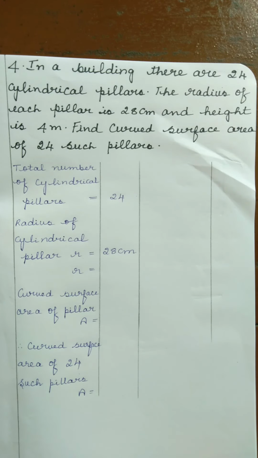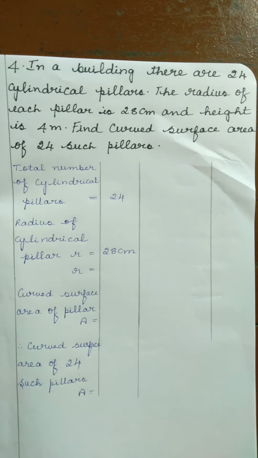Fourth problem. In a building, there are 24 cylindrical pillars. The radius of each pillar is 28 centimeter and height is 4 meter. Find the curved surface area of 24 such pillars. So, what is given in the problem?